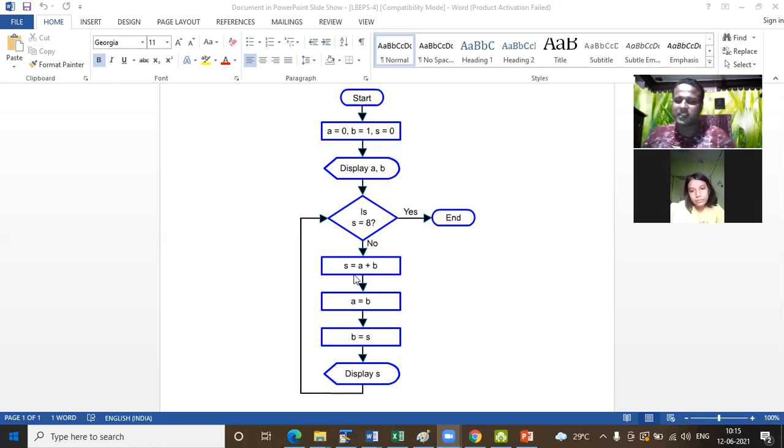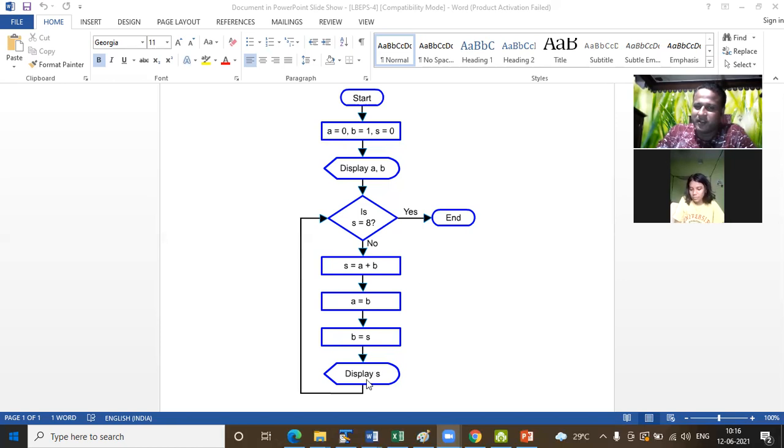No. Now S is equal to A plus B. A value is 2. B value is 3. So 2 plus 3 is now 5. So write S is equal to 5. Now A is equal to B. B value is 3. Now A becomes 3. Now B is equal to S. S value is 5. Now B is 5. So display S. So display 5.